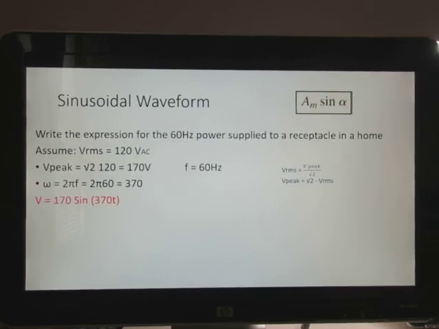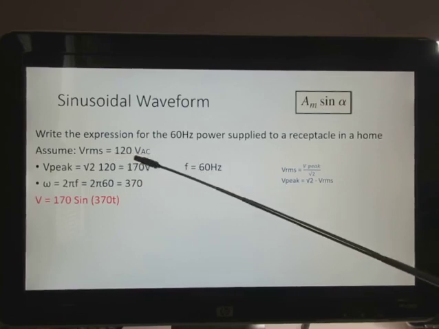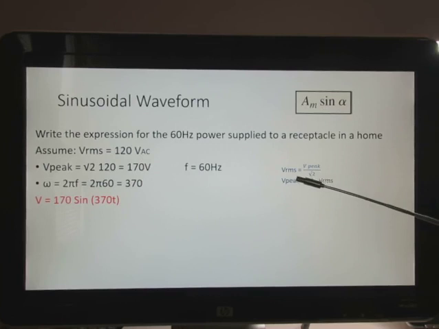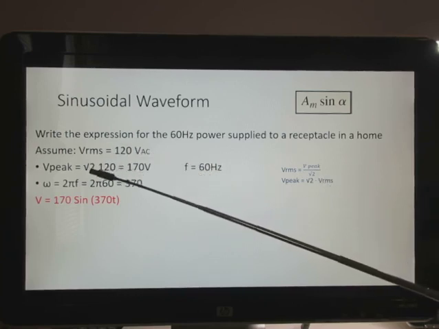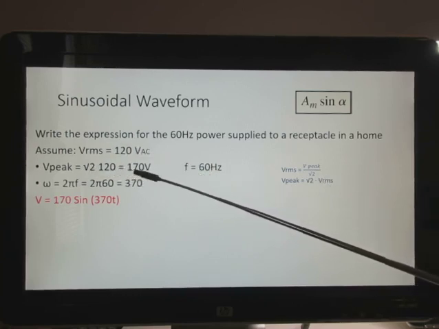Write the expression for 60 Hertz power supplied to a receptacle in a home. So this is the kind of expression we want to get to. So the volts RMS is assumed to be 120 volts. And so here's our value for RMS. So if we want to find the peak value, we rearrange this formula to square root of 2 times the volts RMS. So I'll do that. Square root of 2 times the volts RMS equals 170 volts peak.